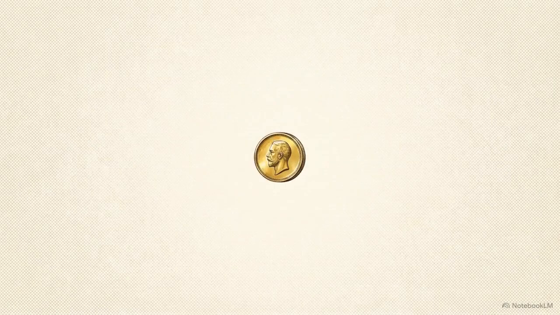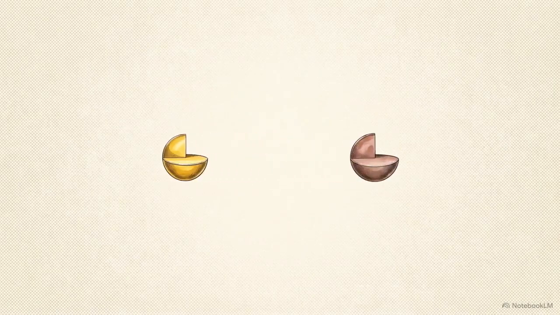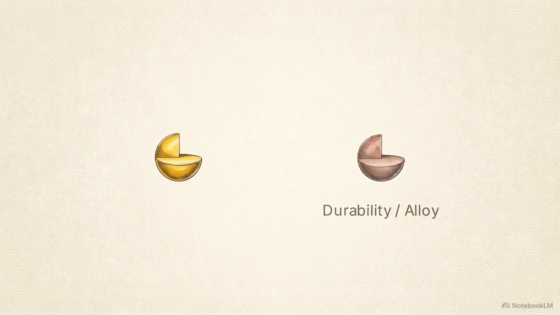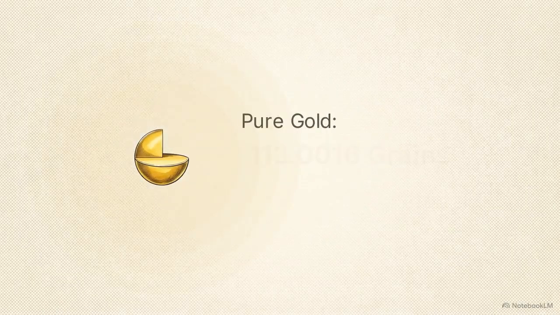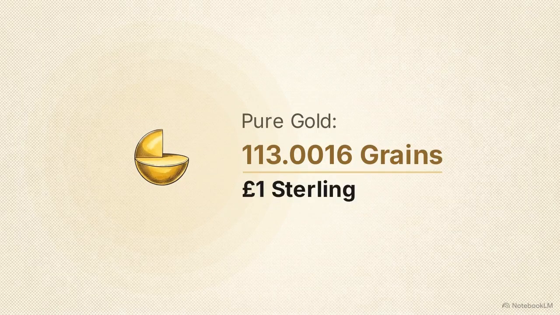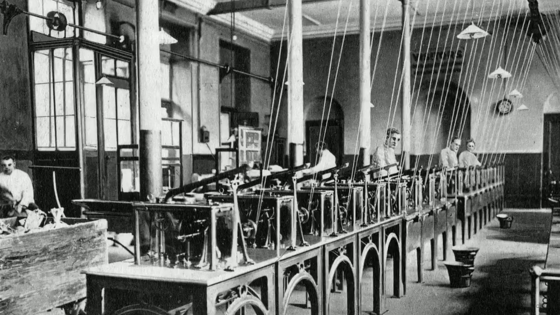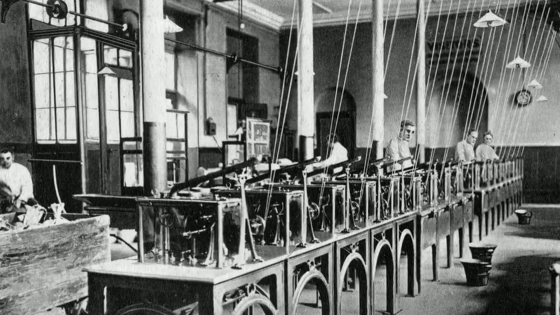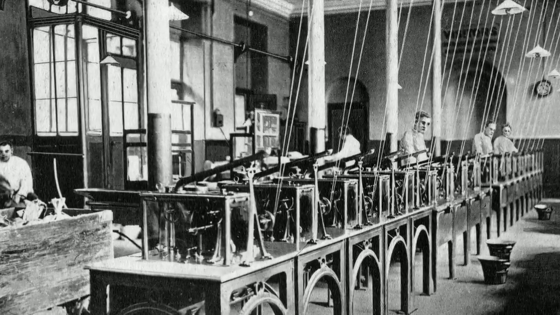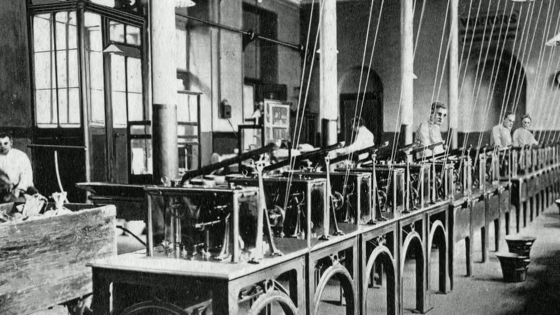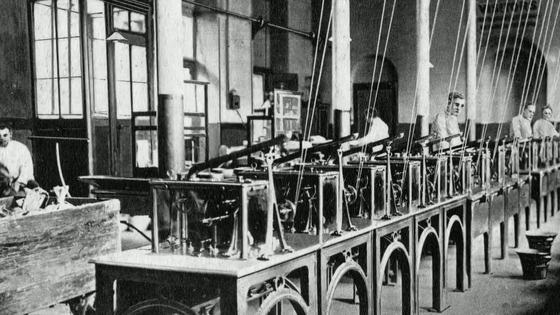This graphic isolates what actually matters. By separating the copper alloy, you are left with exactly 113.0016 grains of pure gold. British law defined the pound as a specific mass of pure gold, maintained through the constant manual calibration of every coin in the Royal Mint.